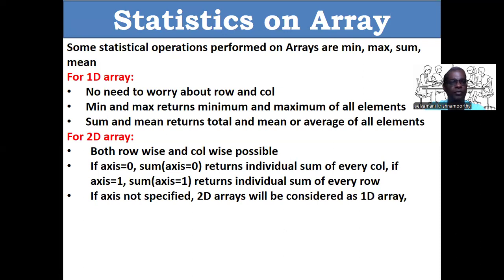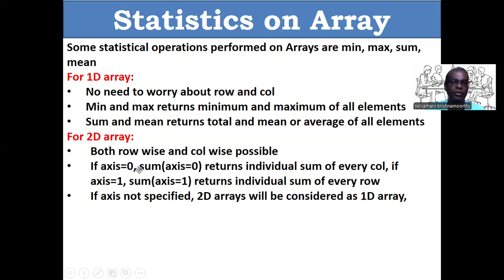Min and max, from the name itself, we can easily understand. Min and max return the minimum and maximum of all elements available in a one dimension array. In the same way, sum and mean return the total and the mean or average of all elements available in the array. For a two-dimensional array, we can perform both row-wise as well as column-wise. That means both row-wise and column-wise are possible.